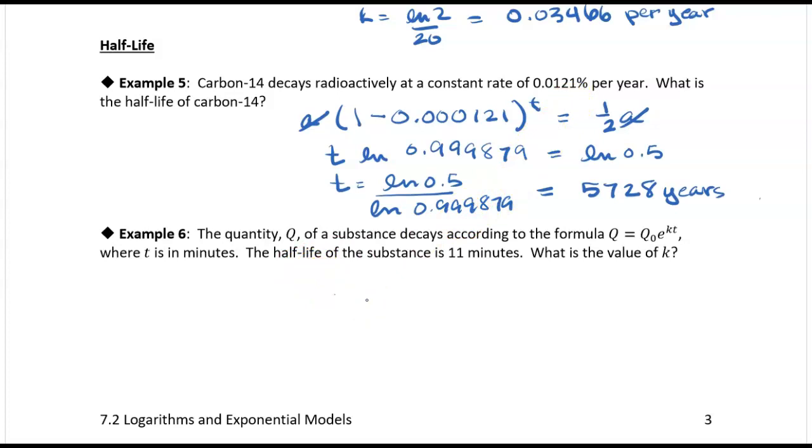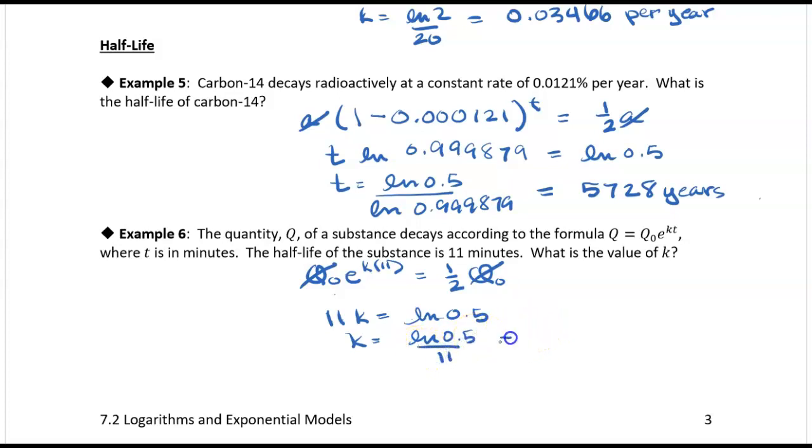But it's asking for the continuous decay rate, so we want to use the model as they said here, Q0 e to the k times t, and t is in minutes now, so we have to make a note of that. And we know that after 11 minutes, we have half of the initial quantity. Again, the initial quantity cancels, and we can take the natural log of both sides. So 11k is equal to the natural log of 0.5. So k is equal to the natural log of 0.5 over 11.